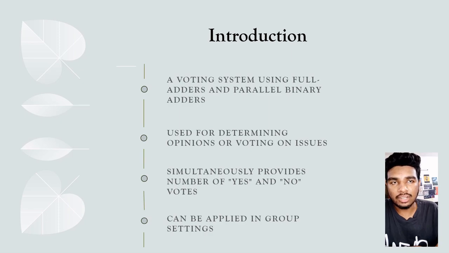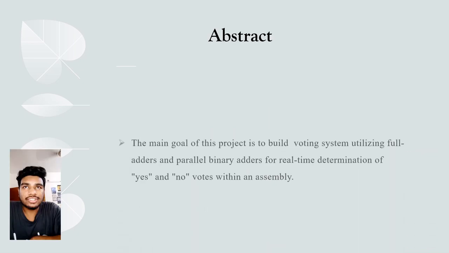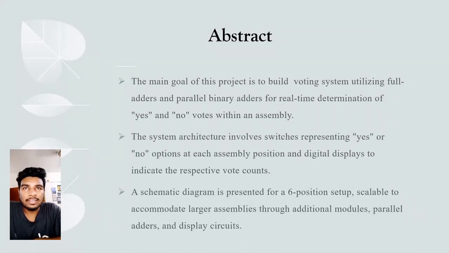A voting system using a full adder and a parallel binary adder is used to determine options and voting on issues. Simulated group numbers for yes and no votes can be applied in group settings. The main goal of this project is to build a voting system utilizing a full adder and parallel binary adder for real-time determination of yes and no votes within an assembly.